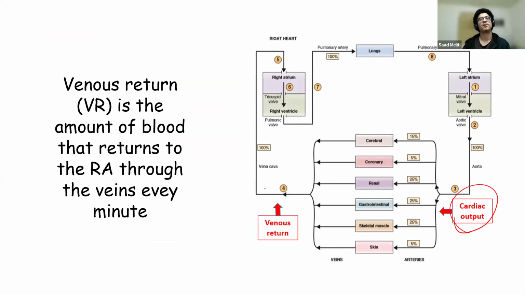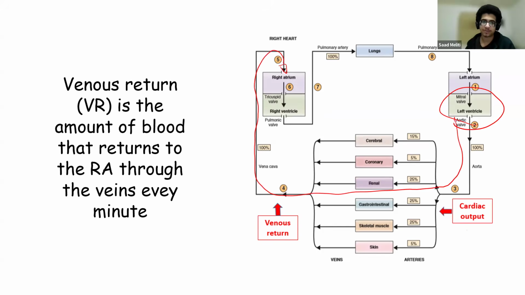So now that we know what cardiac output is, we can also figure out what venous return is, okay? So venous return is the amount of blood that returns to the right atrium through the veins every minute. And in normal situations, the cardiac output is going to be equal to the venous return, okay? So you can just imagine, like I said before, the cardiovascular system is a closed system, okay? Because it's a closed system, nothing is entering and nothing is leaving. So everything that leaves the left ventricle, logically, should go through the blood vessels and go back to the right atrium. That's how that works. That's why, under normal conditions, the venous return is equal to the cardiac output.